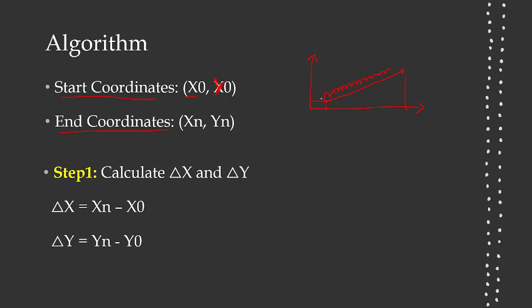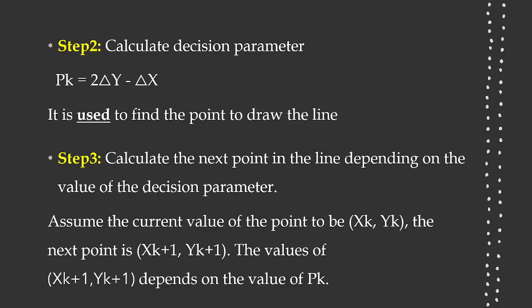So let me do this for better understanding. Start is x naught, y naught. The end coordinates, the coordinates of the endpoint, is xn, yn. This is your y-axis. This is your x-axis. So we'll keep incrementing x by 1 unit, that is, x plus 1, and keep going forward. And the corresponding y value we'll calculate using the equations. So calculate delta x and delta y. As I said before, delta x's value is xn minus x naught, the difference between the endpoints, and delta y is yn minus y naught. Once you get this, we can proceed to step 2.